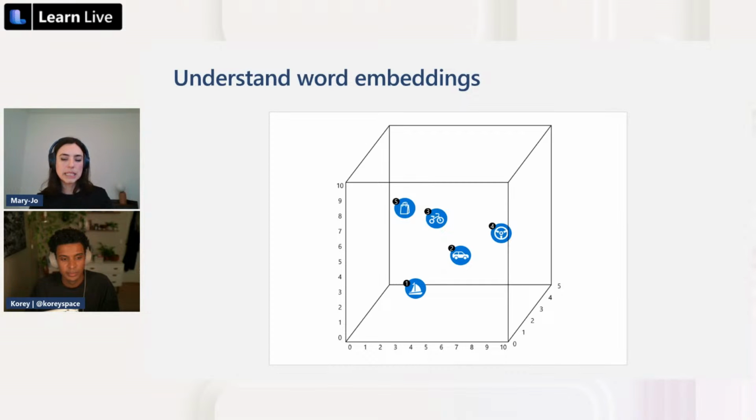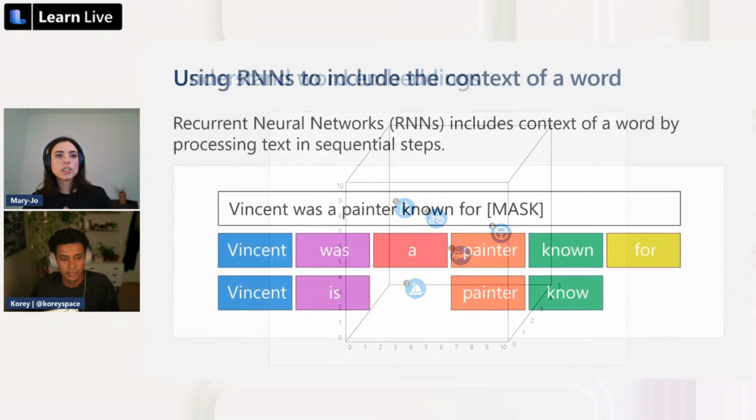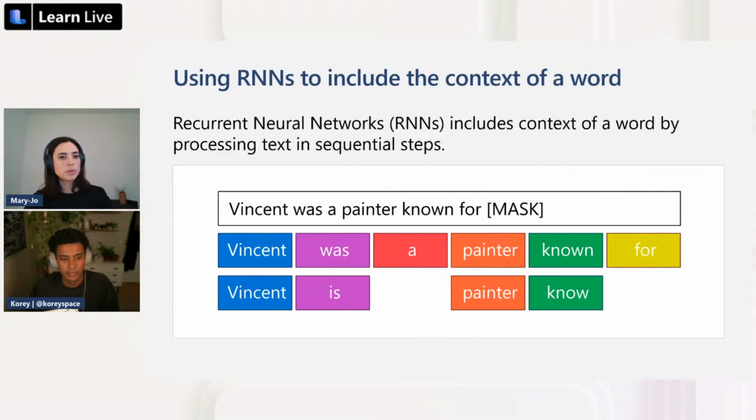One way it's then used is in recurrent neural networks, which was, and still is, a deep learning method where you can also include the context of a word. In other words, you would understand a word by also looking at the rest of the sentence. To give an example, you would have a sentence like Vincent van Gogh, the Dutch painter.